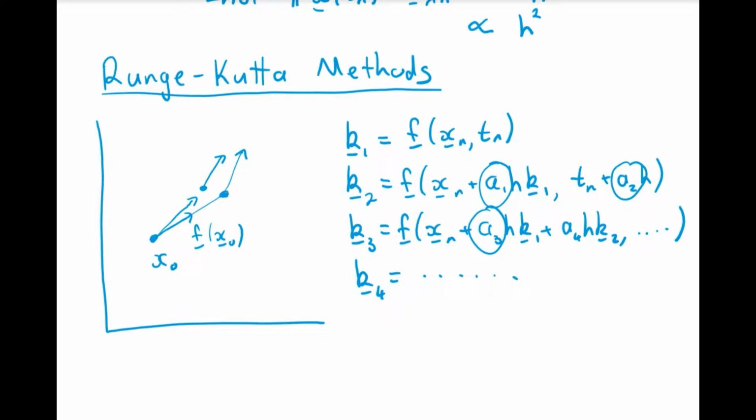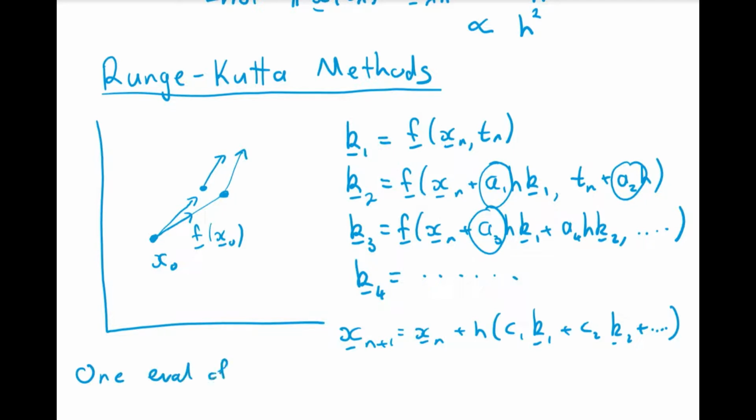Once I've computed all these directions, they're all going to be very similar to each other. They're all pointing roughly in the direction of the vector field. Then I make my update step as a linear combination of them: c1 k1 plus c2 k2 plus dot dot dot. So how accurate can you get for a given number of vector field evaluations? If you just use one evaluation, that's basically Euler's method.